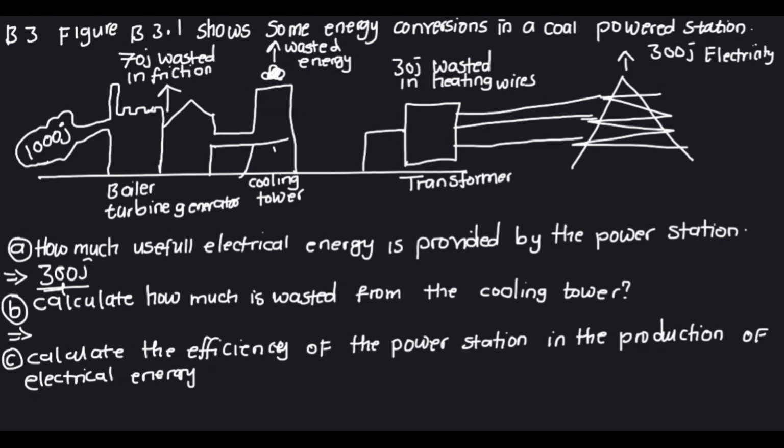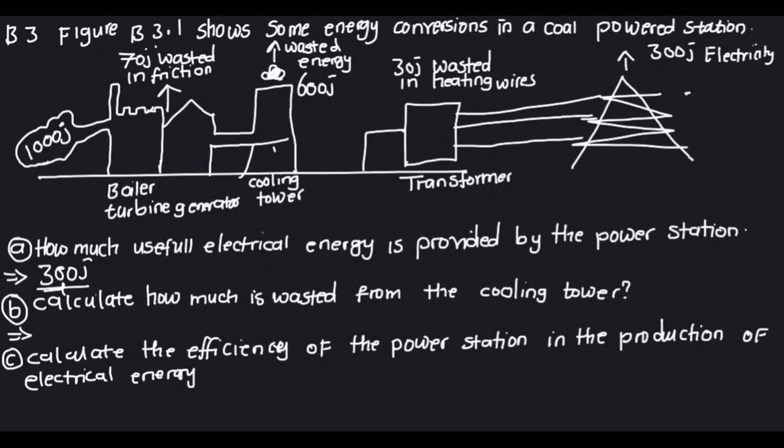So let's look at the two energies that we have. We can see that we have the 70 joules that was wasted at the boiler turbine generator and 30 joules that was wasted in heating the wire. If we add these two, 70 plus 30, this will give us 100. The total amount of energy that was wasted was 700. So 700 minus 100 indicates that there was 600 joules wasted here.